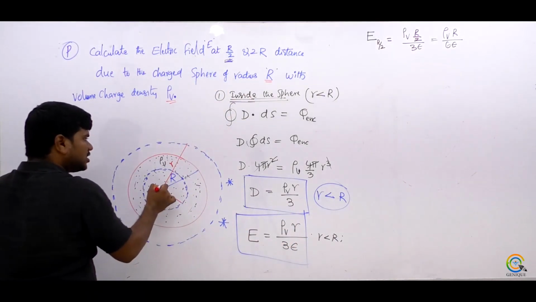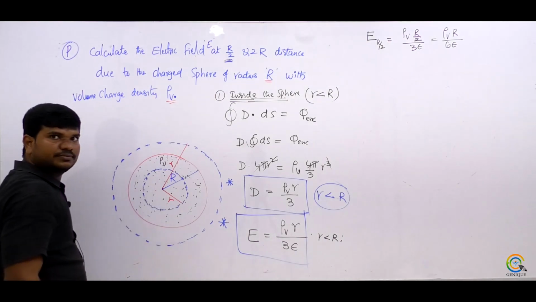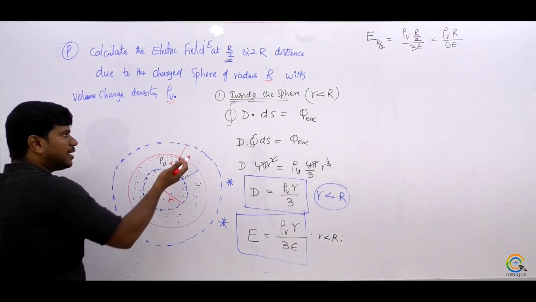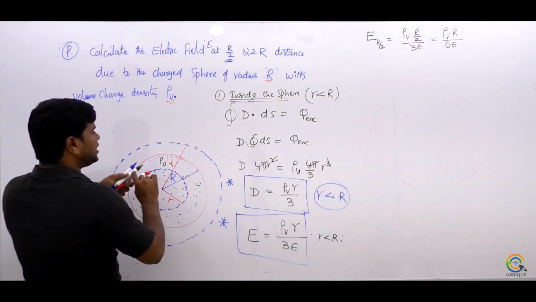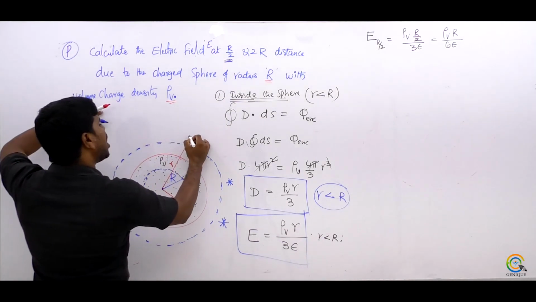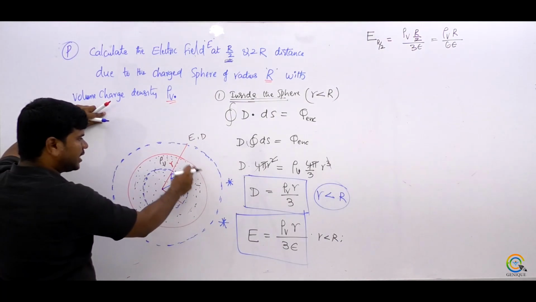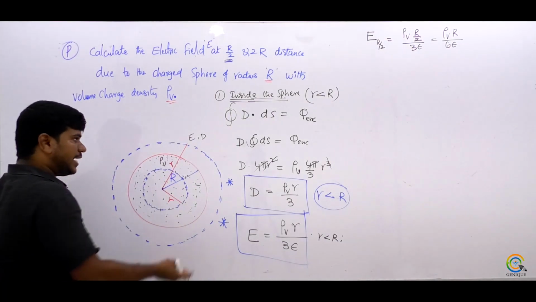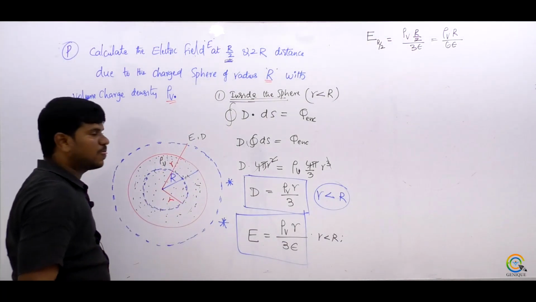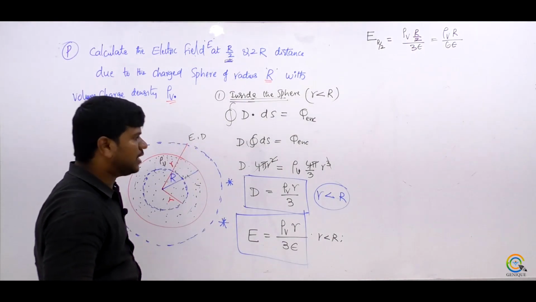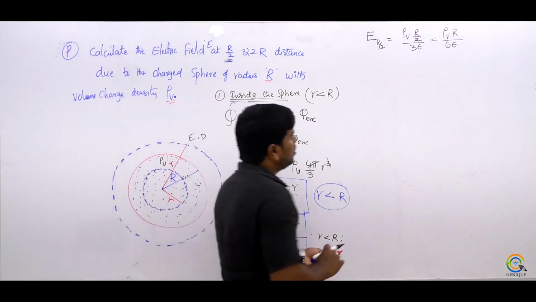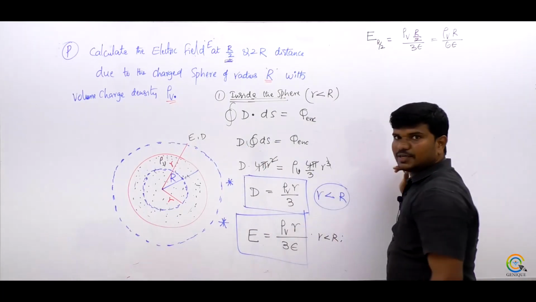Okay, so this is R. I am calculating the electric field intensity or electric flux density outside the given sphere. The red sphere represents the given sphere. Now apply the Gauss law for this.